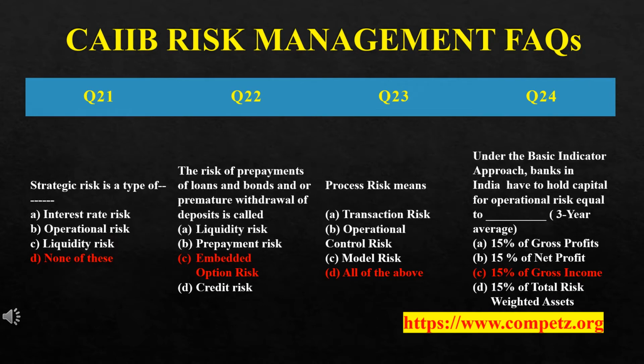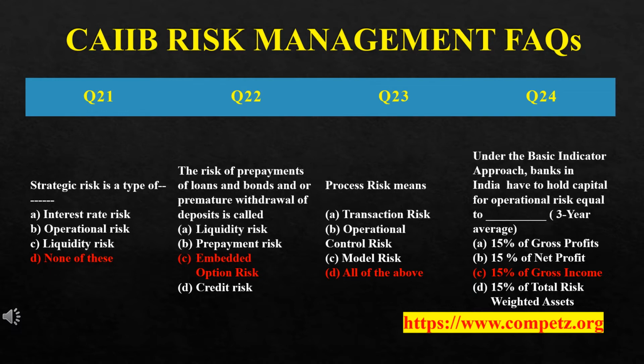Then friends, in this slide there are 4 questions. Just have a look here. We will move on one by one. The first question, that is the 21st question: strategic risk is a type of dash. There are 4 options given: interest rate risk, operational risk, liquidity risk and none of these. The answer is D, that is none of the above.